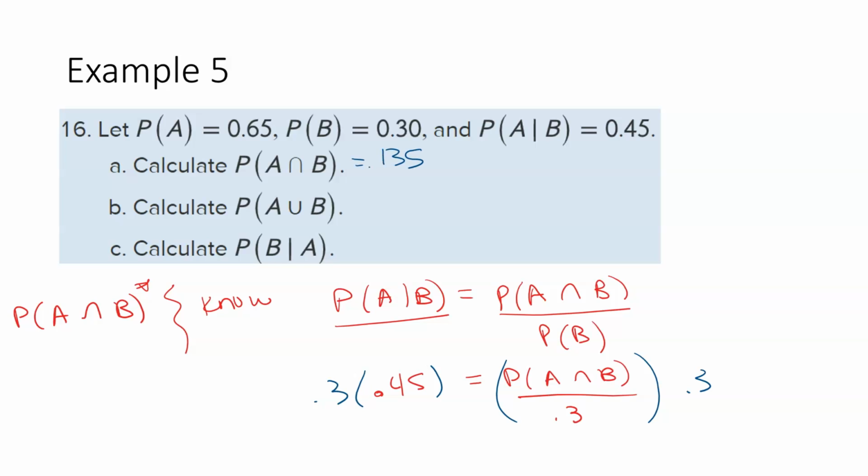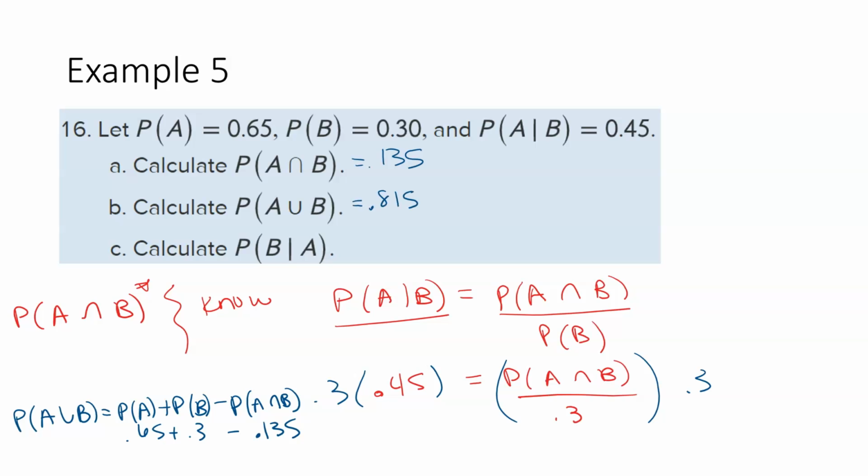Now it wants the probability of A or B. Well, remember that the probability of A or B is equal to the probability of A plus the probability of B minus the intersection of A and B. Well, the probability of A is 0.65 plus 0.3, and we got the intersection is 0.135. So when we do all that math, we get 0.815.